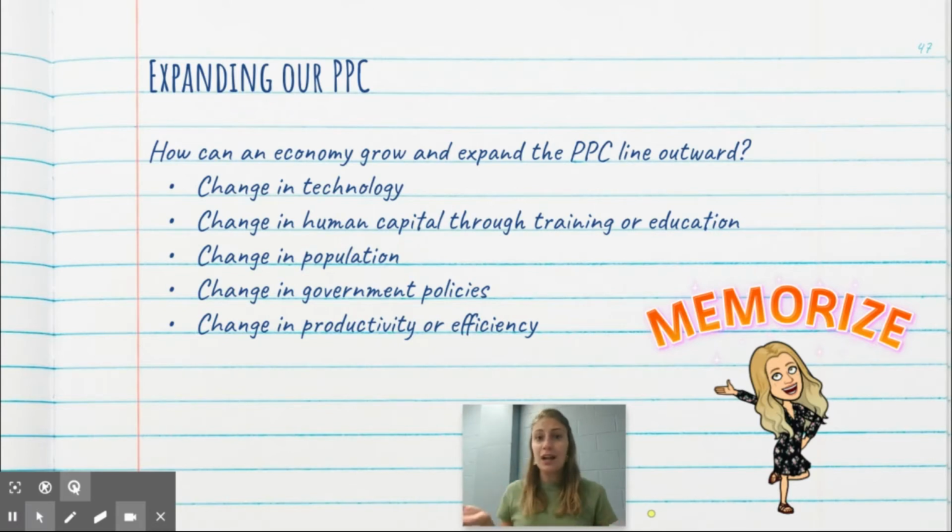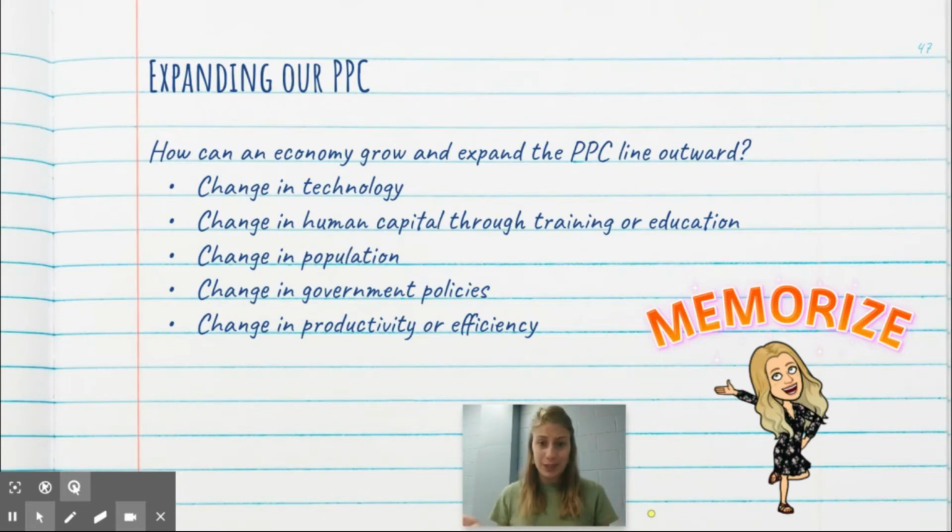So how can an economy grow and expand the PPC line outward? Well, first, there has to be a change in technology. Why does technology change? Well, we need it to change so we can make more stuff, right? As people are evolving, as our economy is evolving, as our nation is evolving, we are learning how to make new things. And when we make new things, we produce new technologies. And when we produce new technologies, we're able to make more stuff. There has to be a change in human capital through training or education.